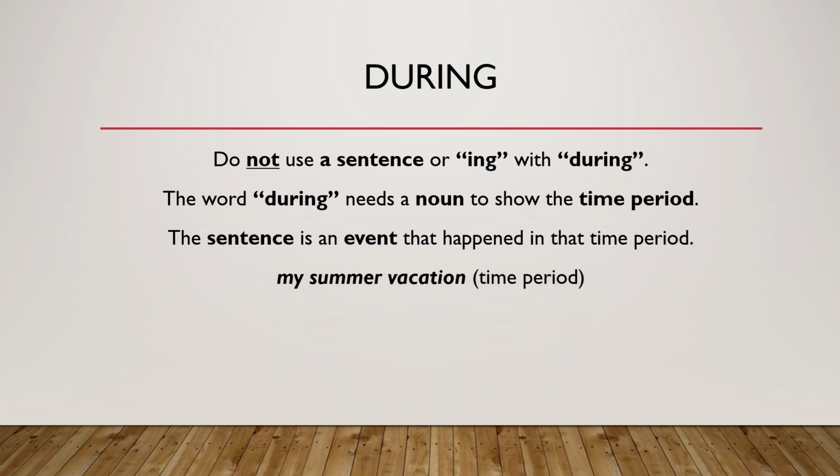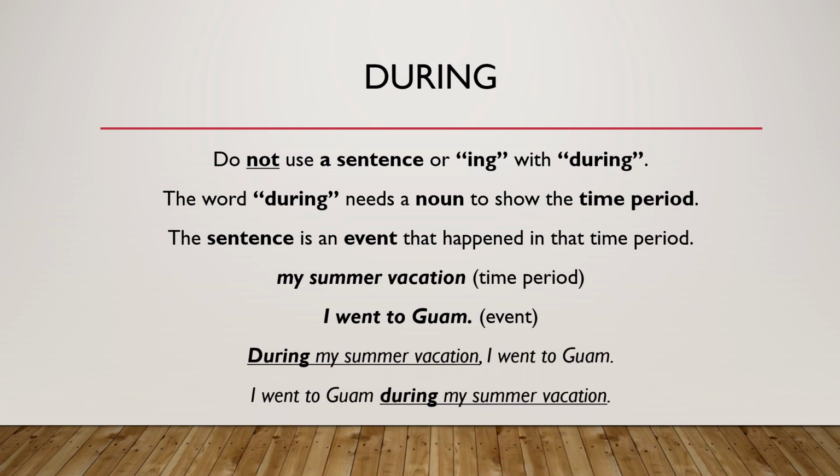My summer vacation. This is a time period. We have the noun vacation. My summer vacation. This is not a sentence. I went to Guam. This is an event. This is a sentence. During my summer vacation, I went to Guam. I went to Guam during my summer vacation.